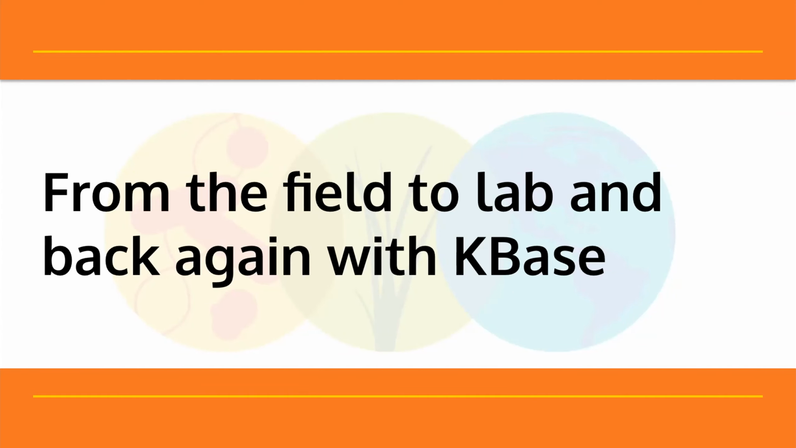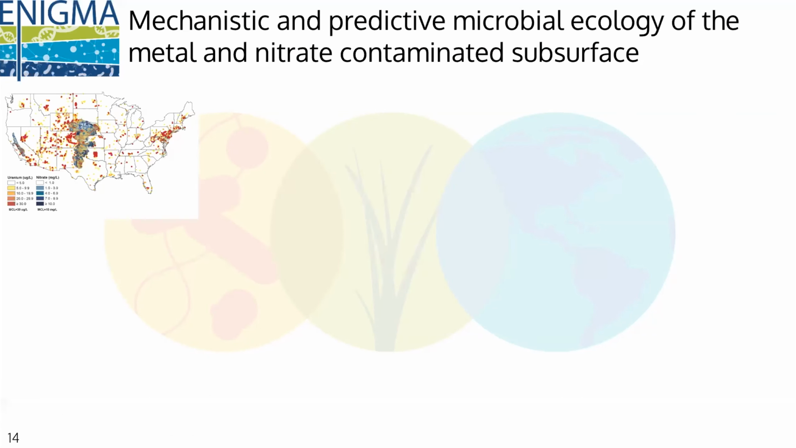I'm going to try to show an example of what I mean by this by using the Enigma data. Now, for those of you who are not familiar with Enigma, Enigma is a large SFA, a Scientific Focus Area, for DOE. It's been running in one form or the other since 2002, in its current form since 2011. And our goal is the mechanistic and predictive microbial ecology of metal and nitrate contaminated subsurface, the shallow subsurface.